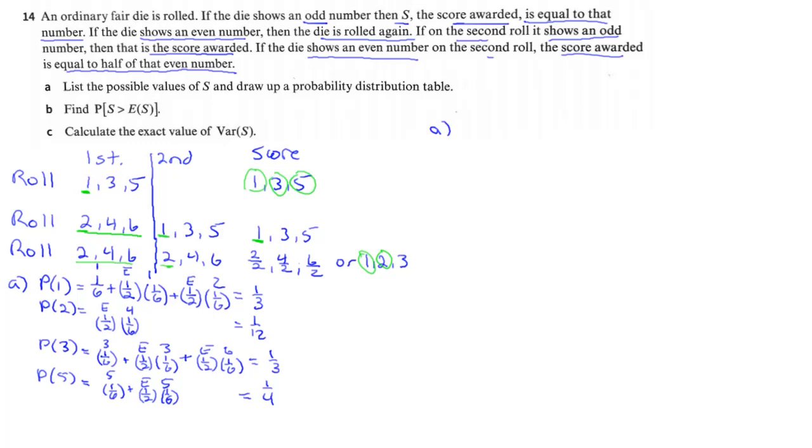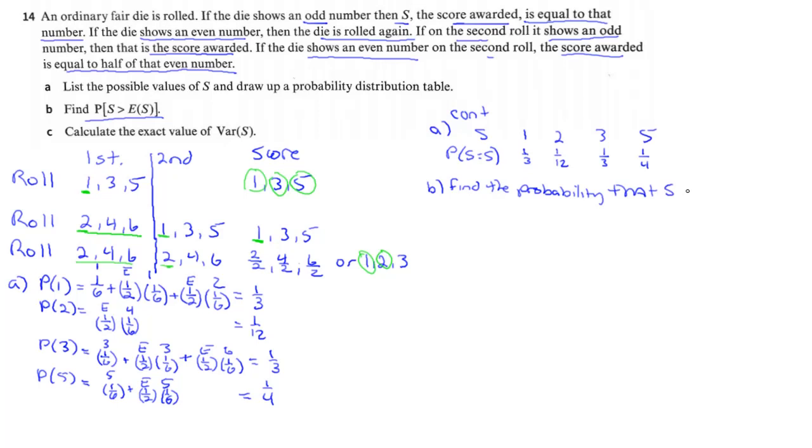So now I'm going to go ahead and make my probability distribution table. And these are S's. So the possible S's are 1, 2, 3, and 5. And the probability of each that I just found is 1/3, 1/12, 1/3, and 1/4. And I should check and add those up and make sure that they actually equal 1. And after I do that, it says to find the probability that S is greater than E of S. Well, what they're saying is find the probability that S is greater than the expected value. So I've got to find the expected value to do that.